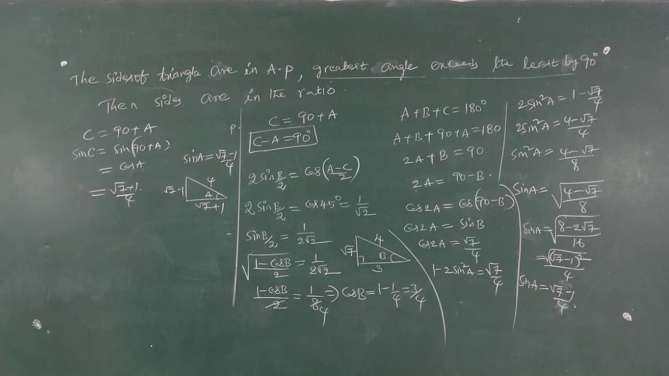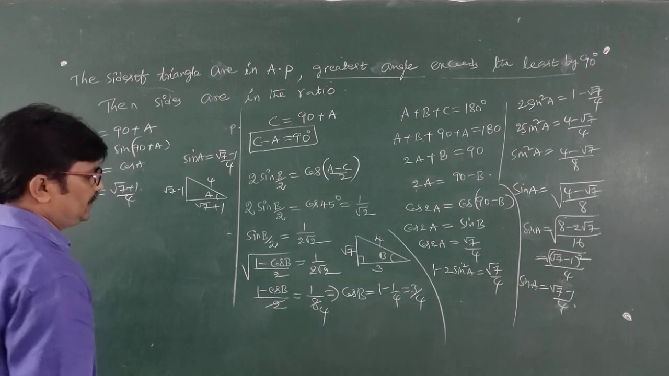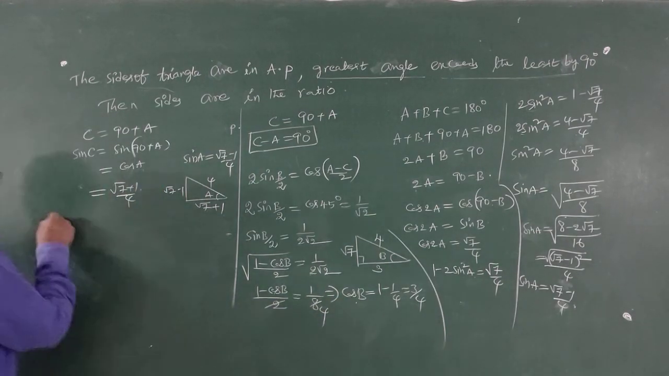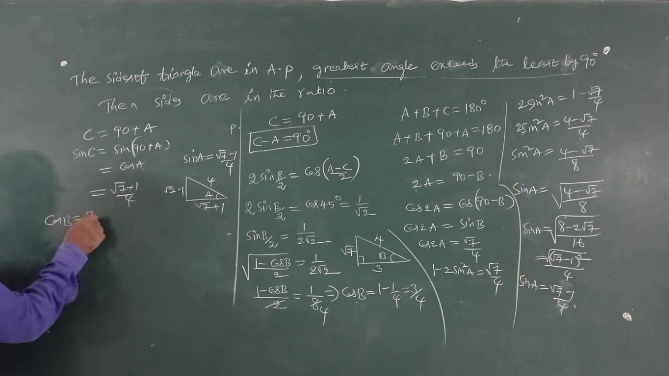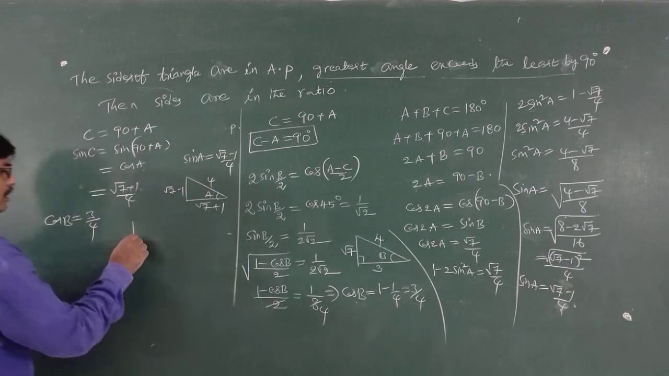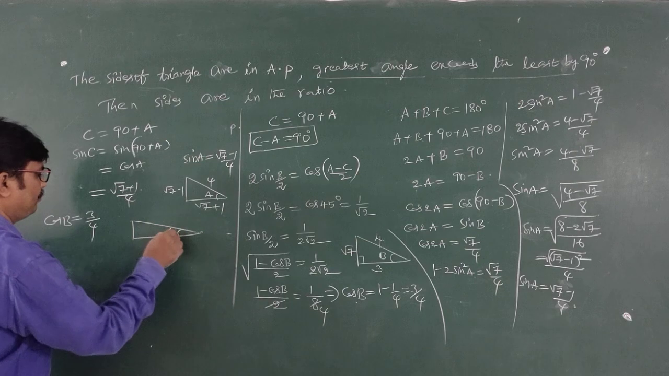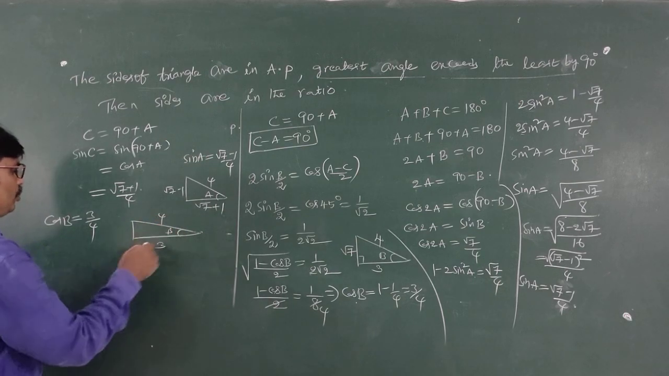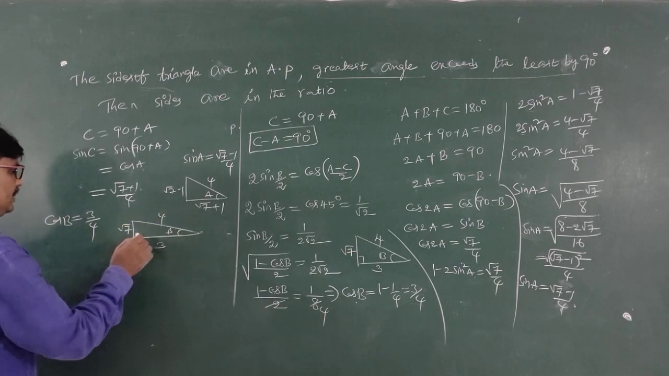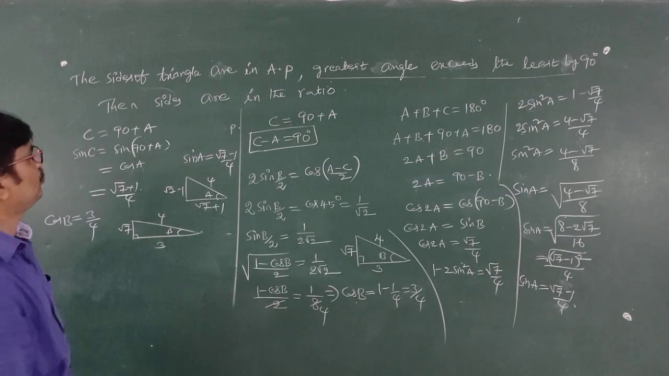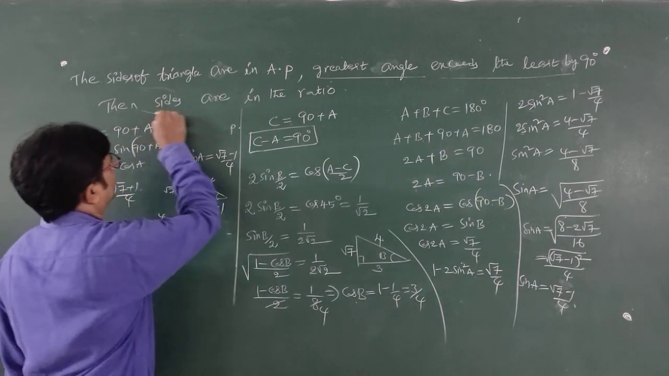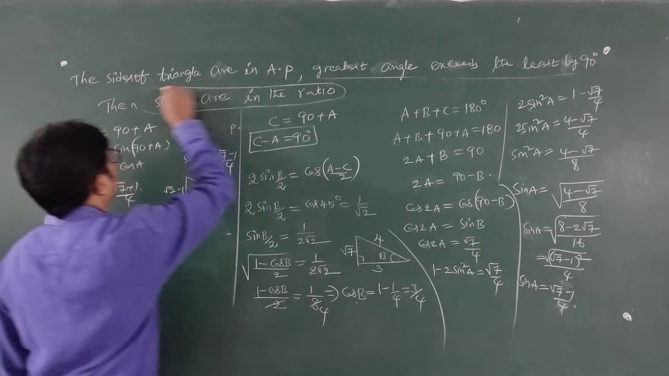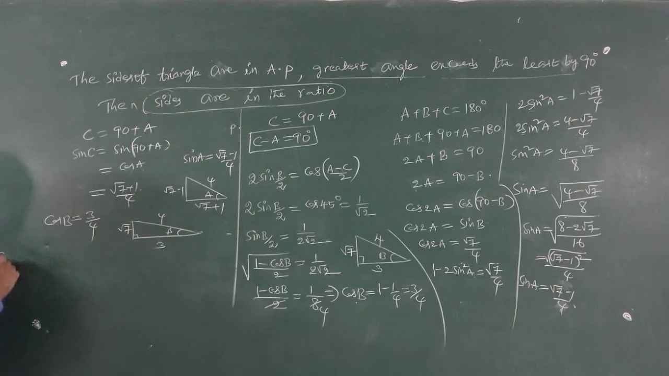Dear students, we know that sin C and cos B are there. Cos B, students, is 3 by 4. Now draw the diagram for B. That is 3, 4. This is root 7. Yes students, now we have to find the sides in the ratio. The sides means, everybody knows, a is to b is to c.